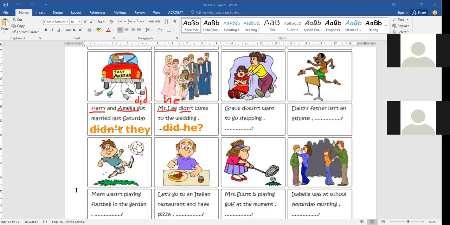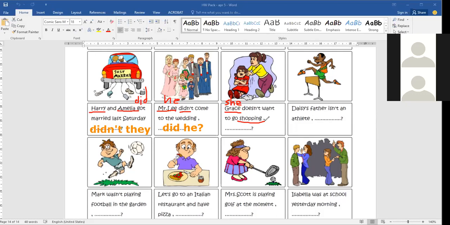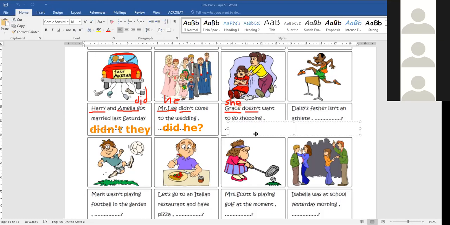Okay, Gigi, you want to try the next one, please? We have Grace, which is a girl's name, and she does not look like she wants to go shopping here. It almost looks like she doesn't want to go to school, by the way. She's going shopping, apparently. Gigi, are you here? Oh man, how about Tiri? You want to try this one, please? Grace doesn't want to go shopping, does she? Perfect. Grace doesn't want to go shopping, does she? Apparently not.